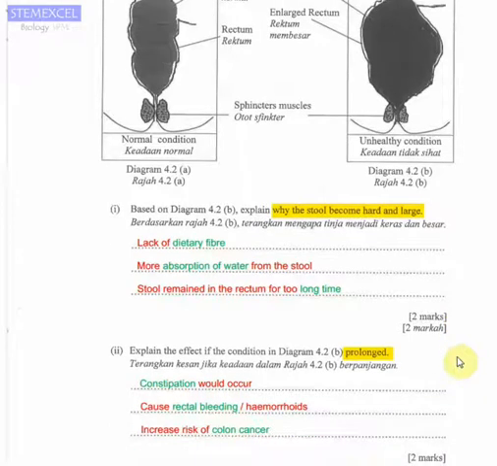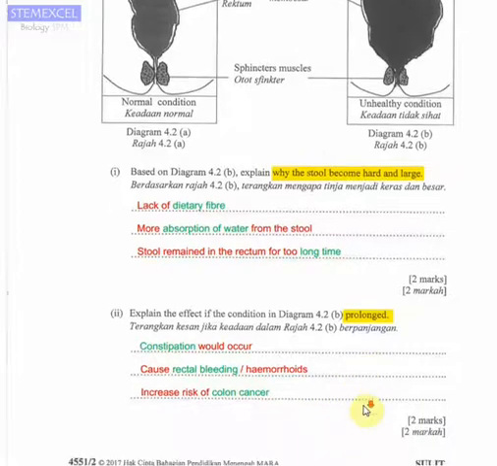Next, they ask you what happens if the condition here is prolonged. Number 1, we already said constipation will occur. Number 2, it will also cause rectal bleeding or hemorrhoids. If you have such a hard stool and you are releasing this from the rectum, it will cause injury to the rectal tissues, and therefore you have bleeding. And of course, if you have accumulated waste which should be excreted regularly and is not, this will increase the risk of colon cancer. So these are the 3 possible points that you can put in.